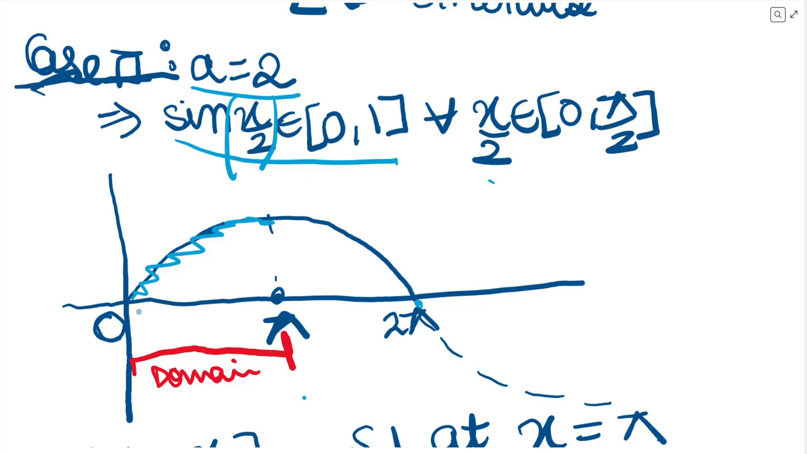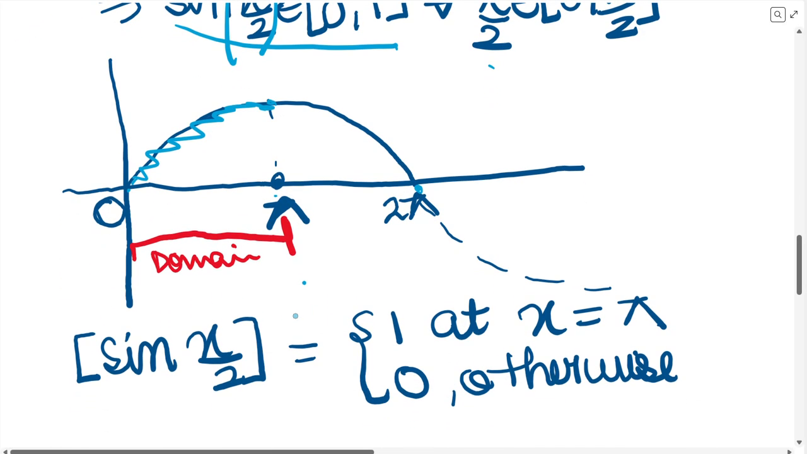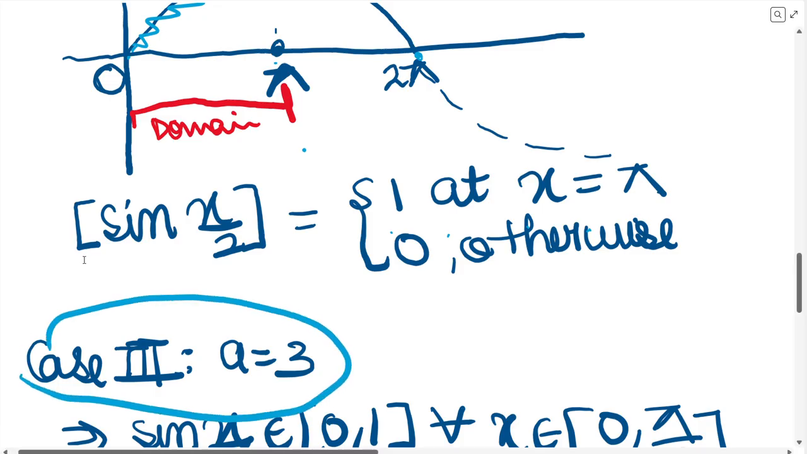So is it becoming an integer at any other value? Yes, we can see that at x equal to pi, this function is 1. So we'll define the greatest integer of sin x by 2 as 1 at x equal to pi and 0 otherwise, because after that it is taking values less than 1, right? And when we apply the greatest integer function, it will round down to 0. Okay. Now we'll take our next case where we take a as 3, right?